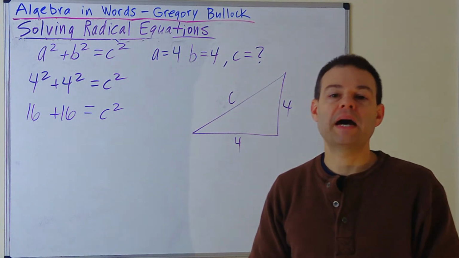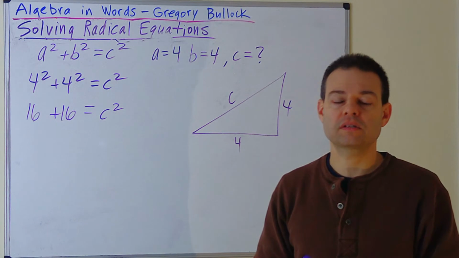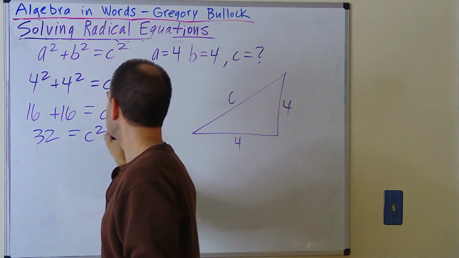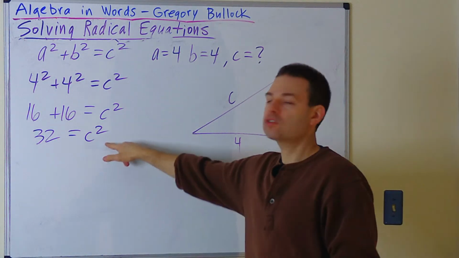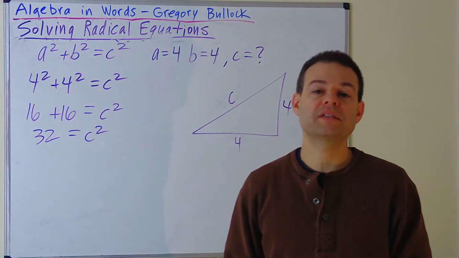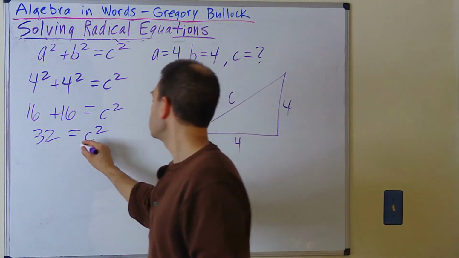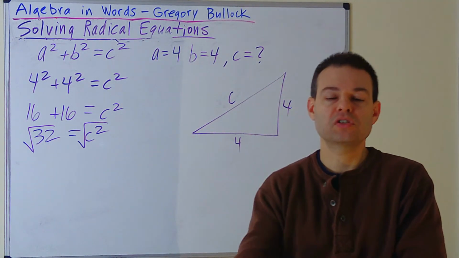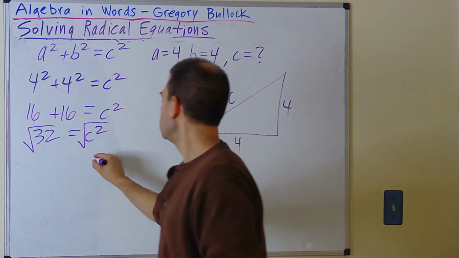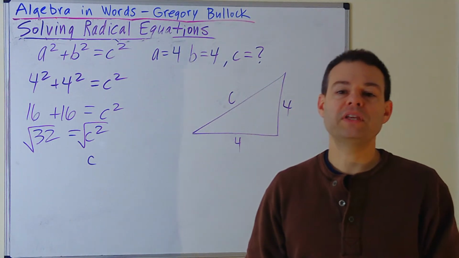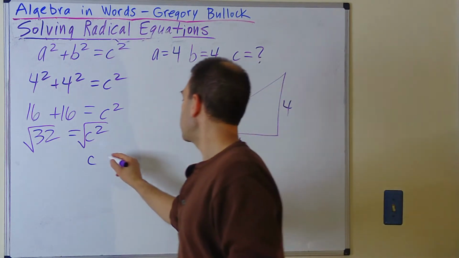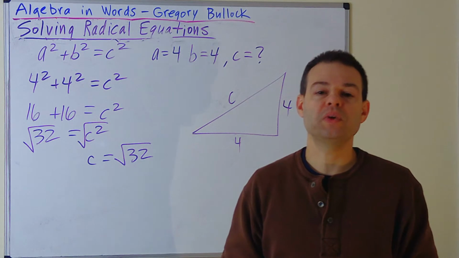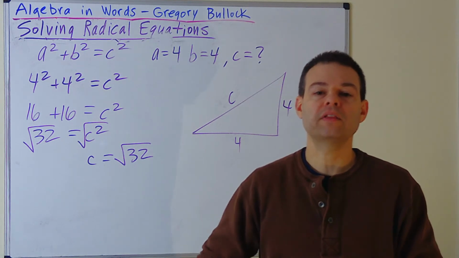And now we can combine the like terms. 16 plus 16 is 32. And since we have c squared, but we want c, we're going to take the square root of both sides. And the square root of c squared becomes c. But then we have equal to square root of 32. I'm going to write that over here because we need to simplify that a little more.